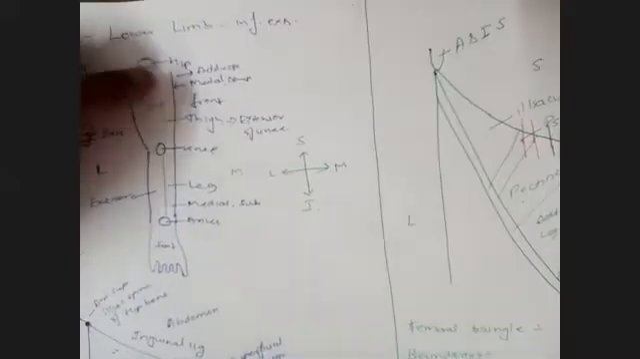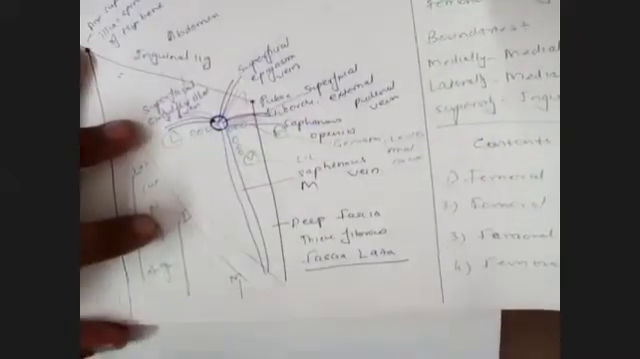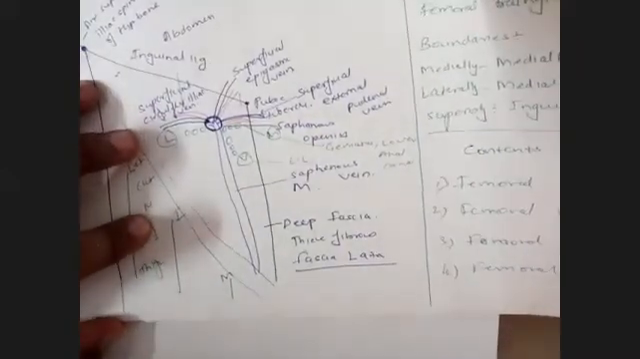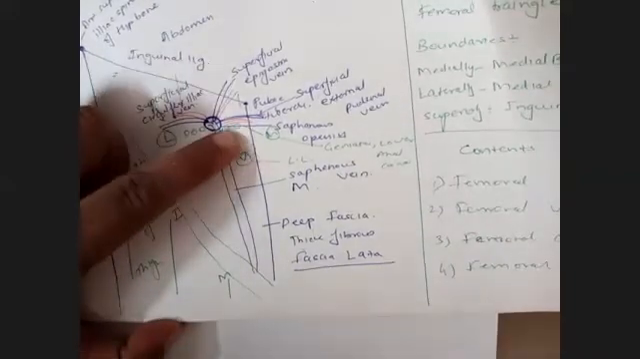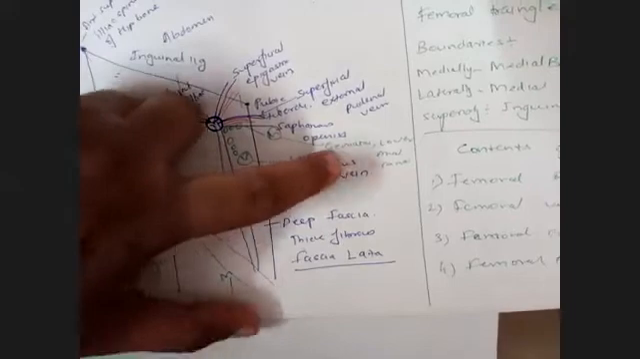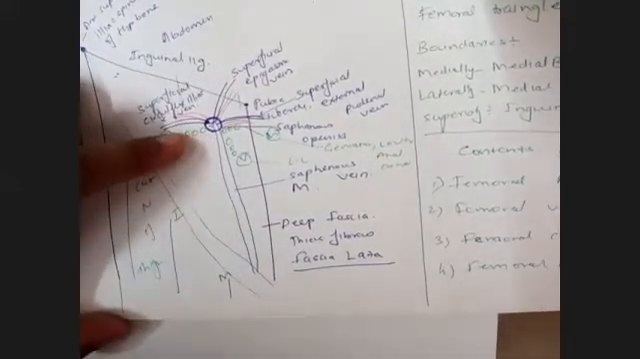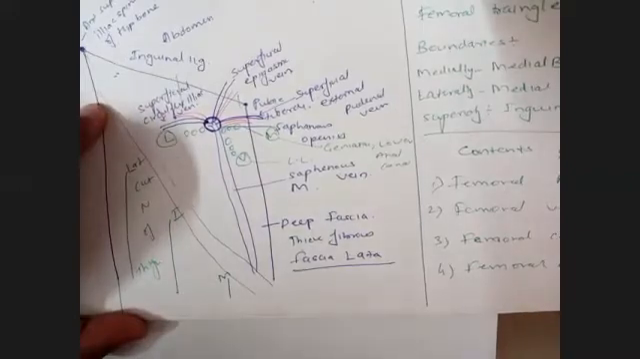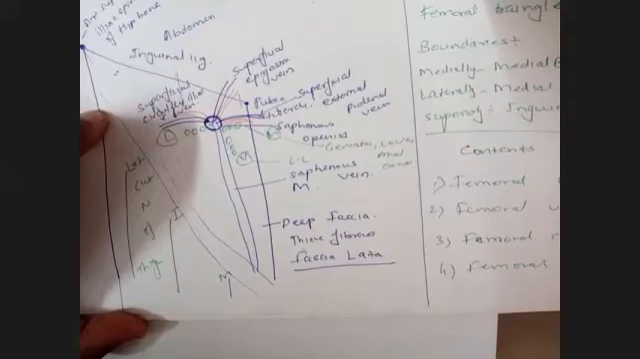Currently what we are discussing is the front of the thigh, this area. So here will be the superficial inguinal lymph node. That is why we should know which lymph nodes are draining which area. The medial group of superficial inguinal lymph nodes drain the genitals and the anal canal. And the lateral group will drain the buttock area, the gluteal area.